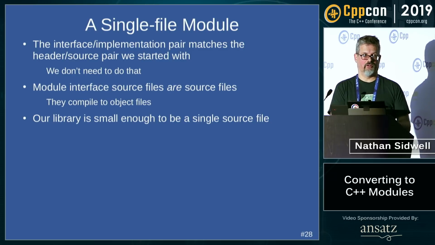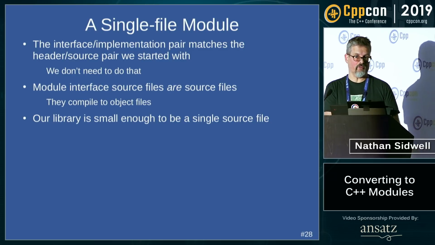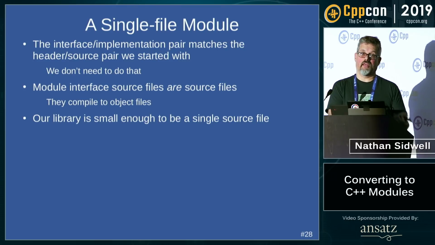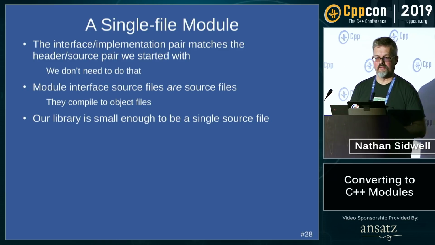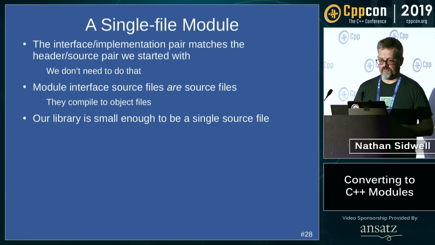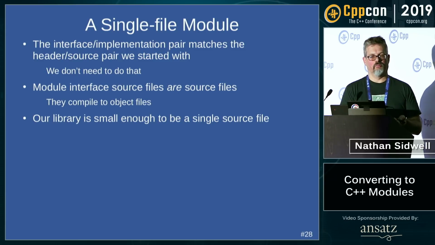It produces an object file. We can emit code from it. Unlike a header file, of course, where you can't put things that emit code directly inside, because you get, obviously, link errors at that point with multiple definitions. So we're going to turn it into a single file module.